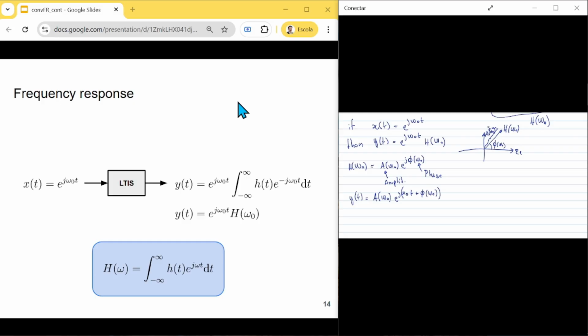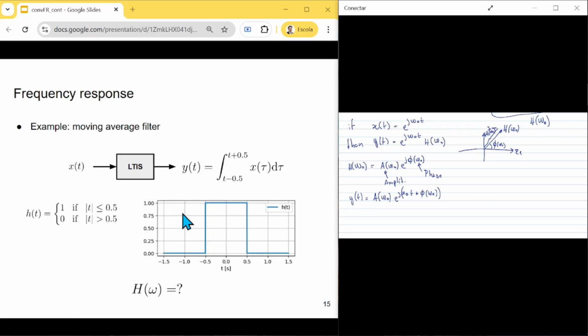In this slide, I'm summarizing what I have written here. We have here the formulation for H of omega. So for any impulse response h of t, I can obtain a frequency response. That's what we call this H of omega, frequency response, which is how the system responds to an exponential with that frequency. So this is a function of omega. And for many cases of impulse responses, we can obtain a closed form formulation for H of omega.